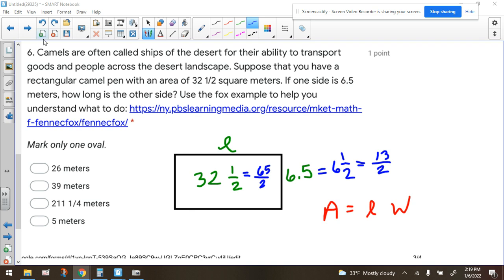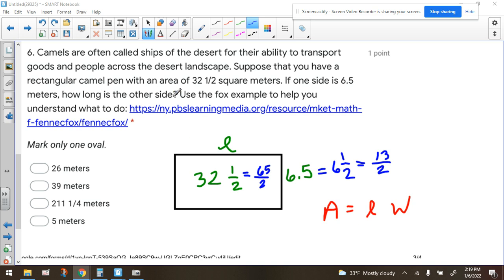Let's take a look. Number 6. Camels are often called ships of the desert for their ability to transport goods and people across the desert landscape. Suppose that you have a rectangular camel pen with an area of 32 and 1/2 square meters. So I have that written here in green. If one side is 6 and 5/10 meters, I'm just going to rethink that as 6.5, which would be equal to 13 halves, by the way, because we're going to use the fraction format in the formula.